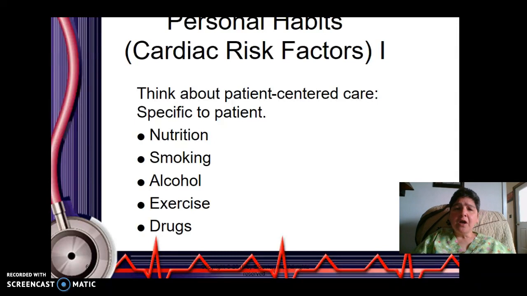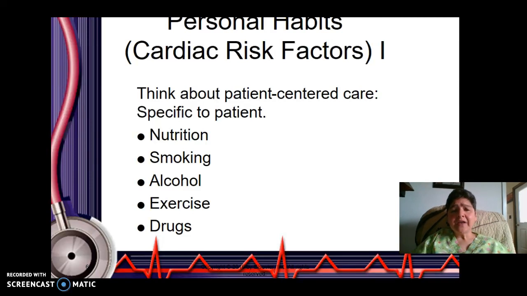Do they get enough carbohydrates? Or do they limit those things the way that they should? Or are they eating a high fat diet? Are they eating a diet high in fat and cholesterol? That would be specific to the patient. And of course, other risk factors that we know about are smoking, alcohol, and the use of drugs. And then how much do they exercise?